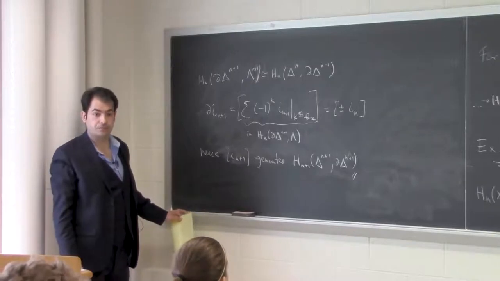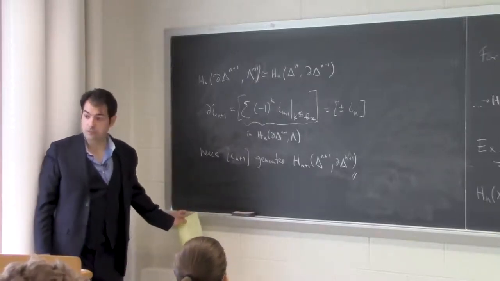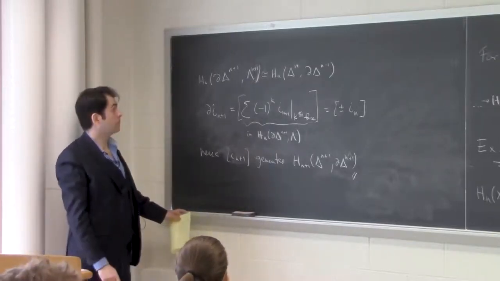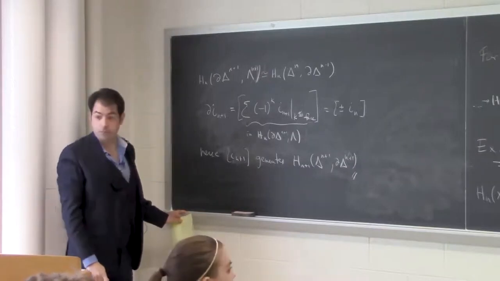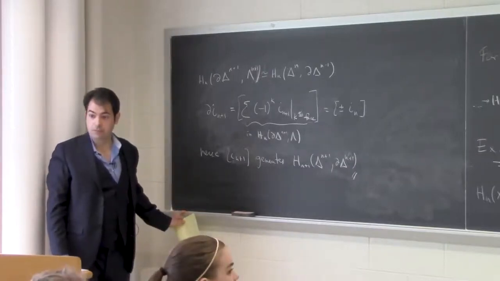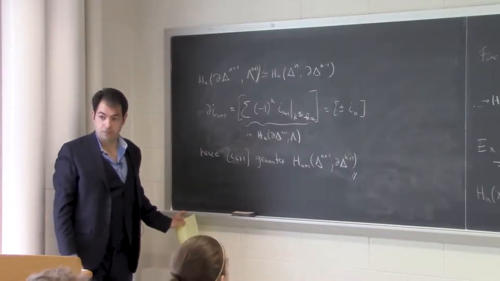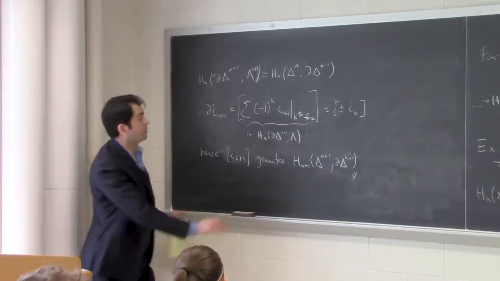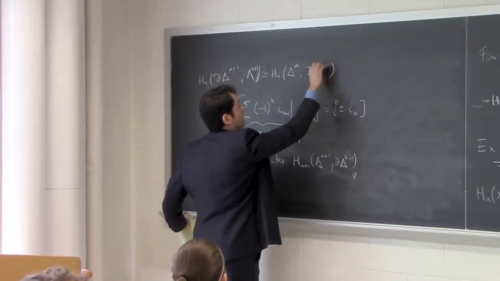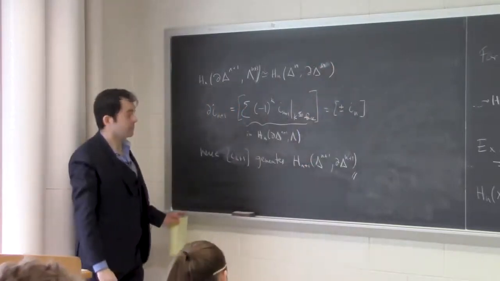Wait, so modding out by its boundary? So why wouldn't that be? Oh. Wait, why is it delta? Why is it n minus 1 there? Oh, thank you. Okay. Thank you.